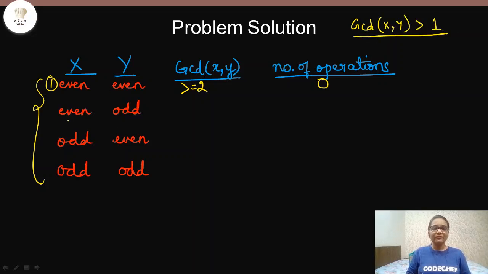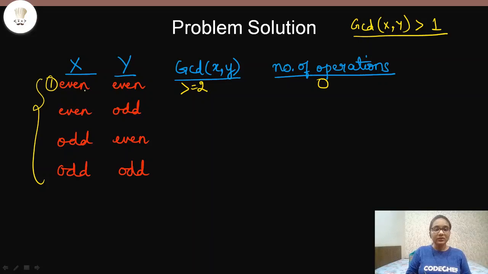Now when we have one even and one odd number, and assuming that this even and odd number does not have a GCD greater than 1, so assume that when we have x as even and y as odd, or x as odd and y as even, then these numbers are such that the GCD is not coming out to be greater than 1. In that case, what do you have to do such that you can minimize the number of operations?